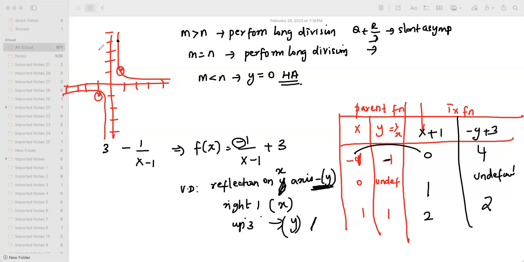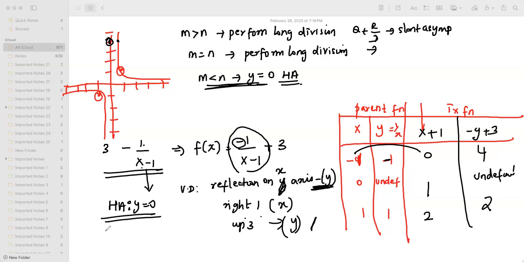So these are the points: 0, 4. First, let's plot it, and then 1 is undefined. Here, I really want to find out the horizontal asymptote and the vertical asymptote. That is so important. Once you express it in this form, see, the degree of the numerator is less than the degree of the denominator, so your horizontal asymptote is y equal to 0. There are procedures for finding the vertical asymptote. How will you find the vertical asymptotes?